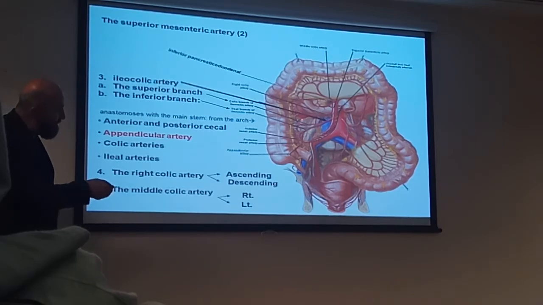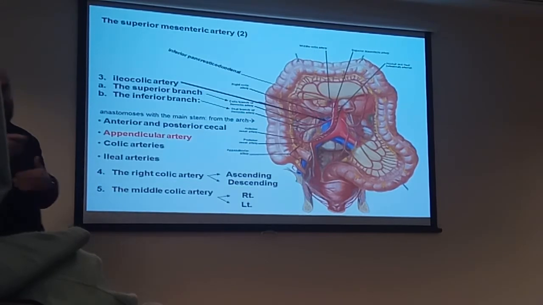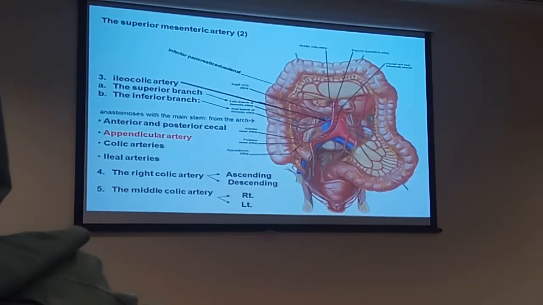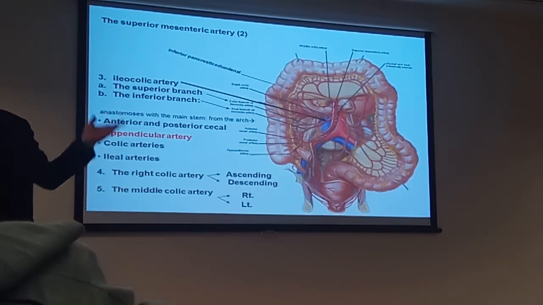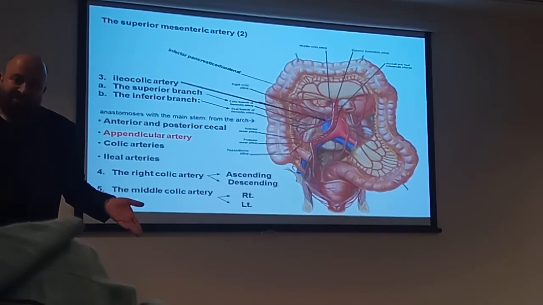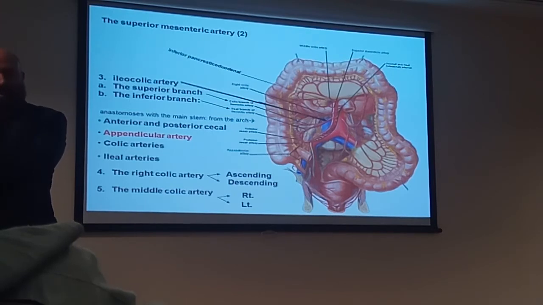This one, middle colic, upper and lower. Lower anastomosis with the ileocolic. Upper anastomosis with the middle colic, and so on. So we're done. Now, the last third of the transverse colon and the descending colon, we're going to give it an artery. What we're going to call that? Left colic. It's on the left side.